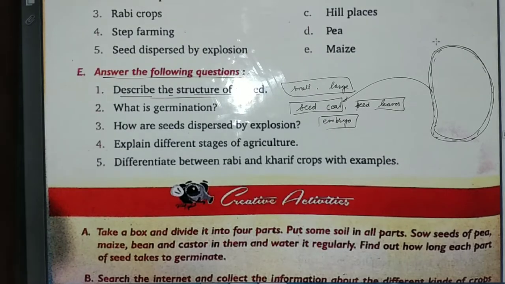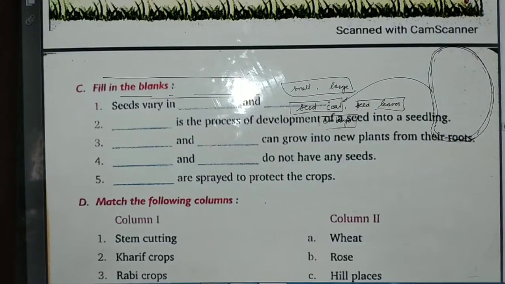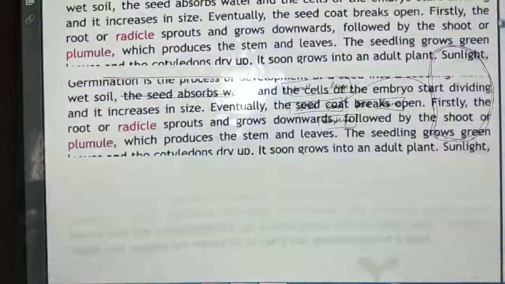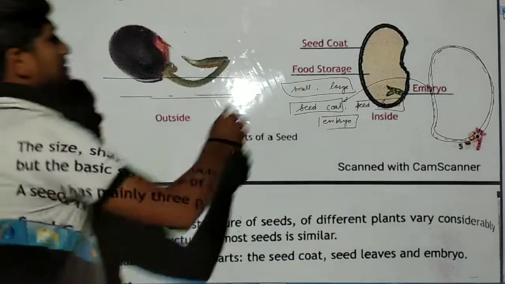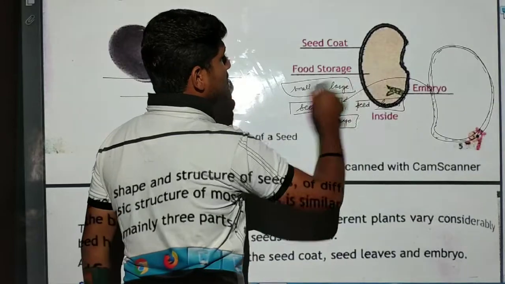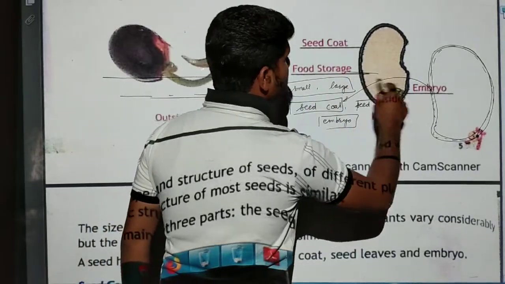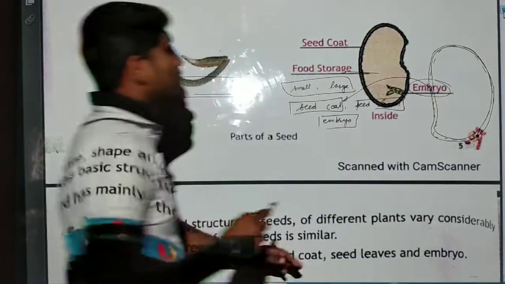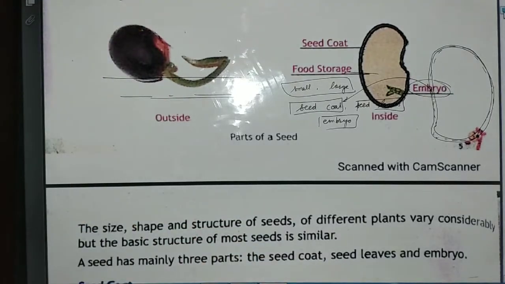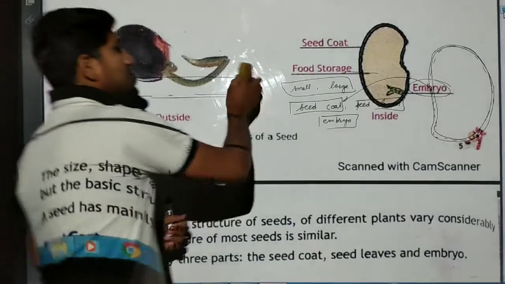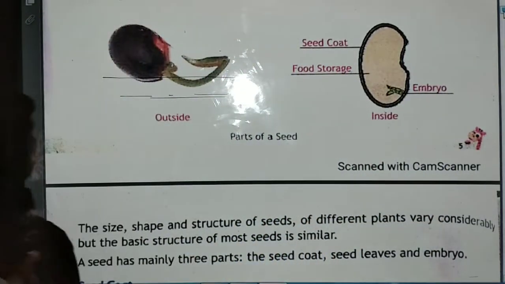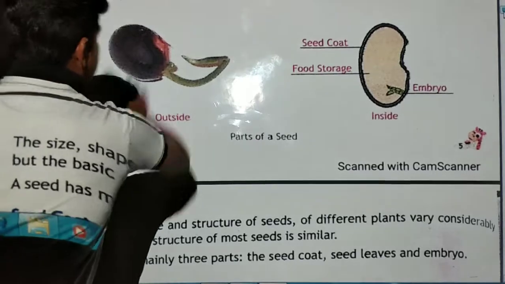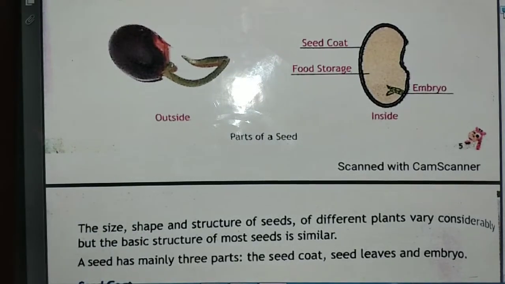I will show you this diagram of seed in this lecture. We will discuss the first part, that is here. This is the seed coat, the outer coat. This is the food storage, and this is the embryo. So these are the seed parts. This is the answer of your first question.